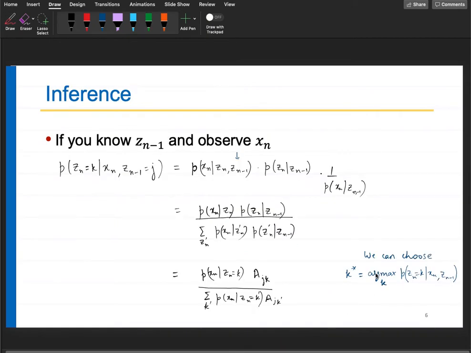Good question. Okay. Now come to sequence. If you know Zn minus 1 and you are observing Xn, you're given the model, and you're given what the season was yesterday. And today I am giving you the temperature and I'm asking you what season it is today. What will be your answer? Yes, you can use MLE, but give me a distribution of the probability that today is winter or summer or which season it is.